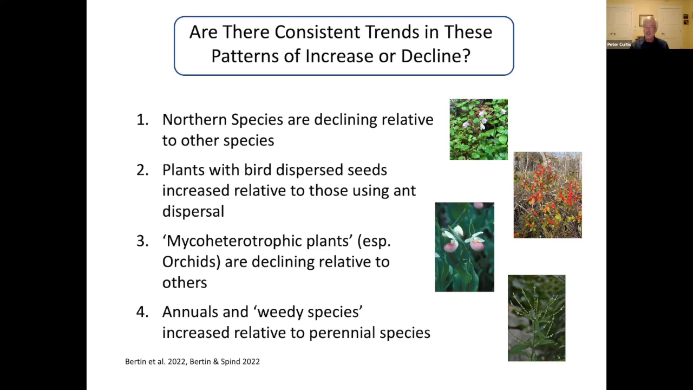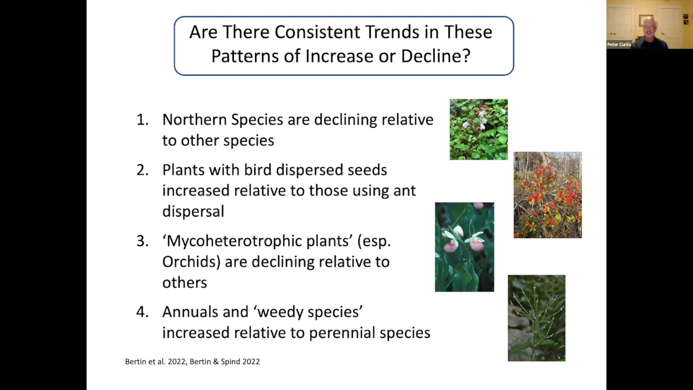Dispersal mechanism also turned out to be significant, where plants with bird dispersed seeds, zoochory, seem to be increasing relative to those which relied on ant dispersal. And those 2 methods of seed dispersal seem to shake out as being risk factors, or in one case, plants that were using animals to disperse their seeds seem to be increasing relative to those that relied on ant dispersal.